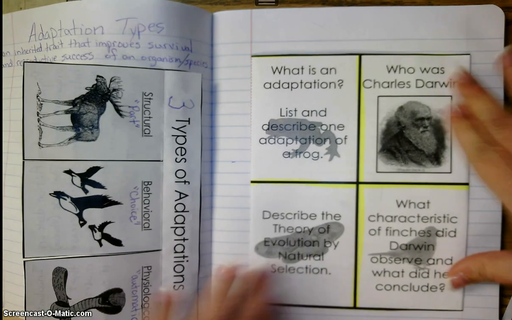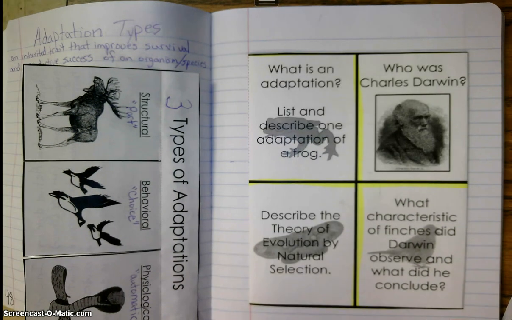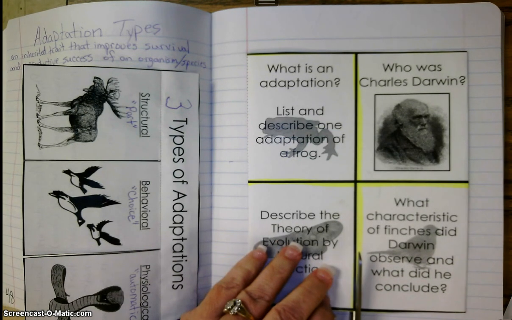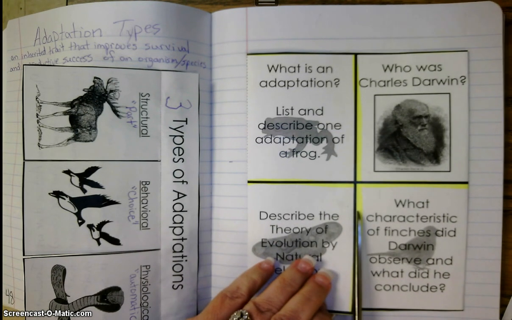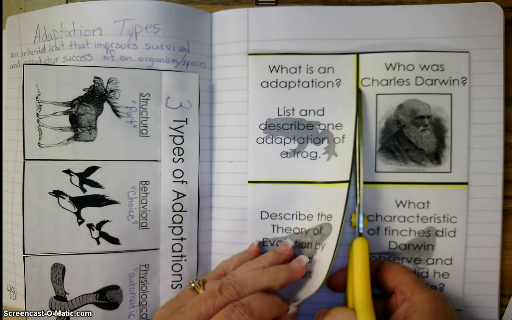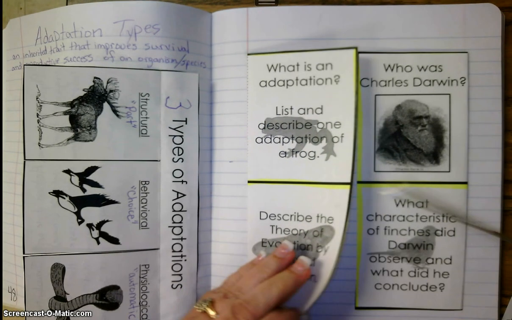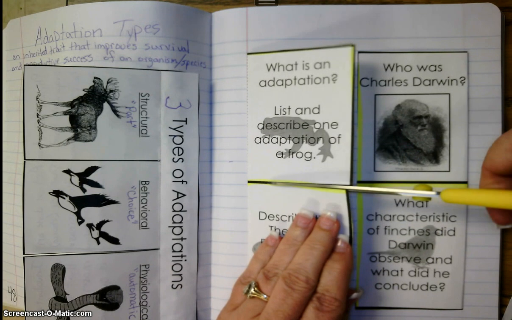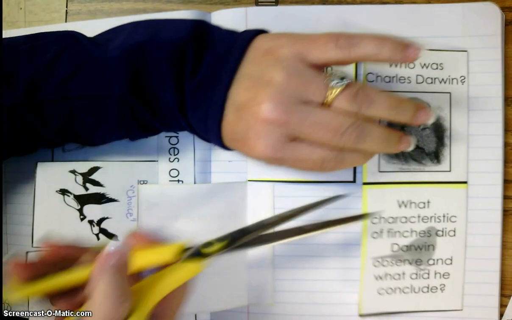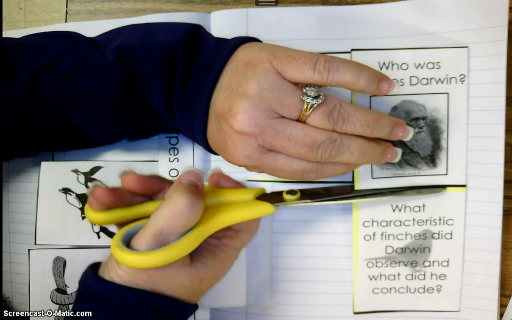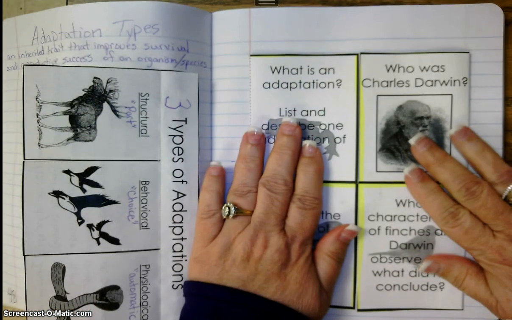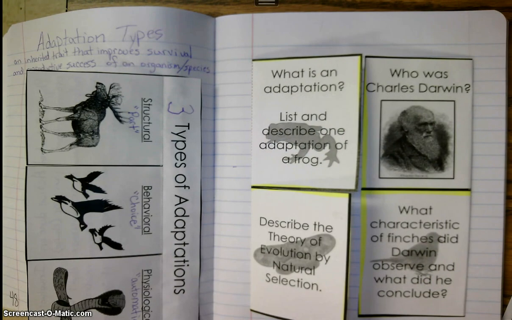And now that those are glued down, I'm going to finish cutting. I'm going to cut on this solid line here in the center. You don't have to highlight yours. I just highlighted in class to show kids which lines to cut on. And then I'm going to cut to make little shutters on each side. I found this works better than cutting it first and then gluing it. So they all line up really nice and neat.